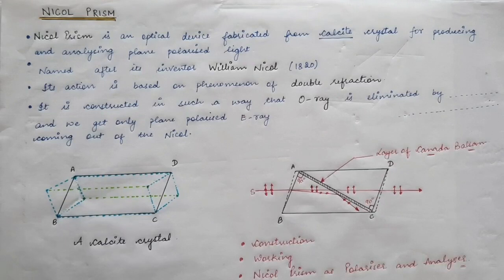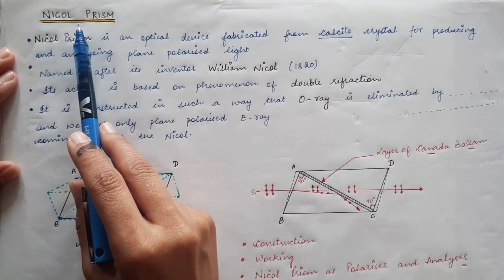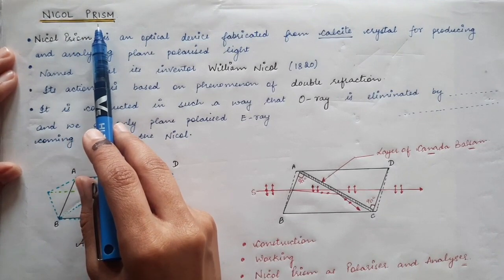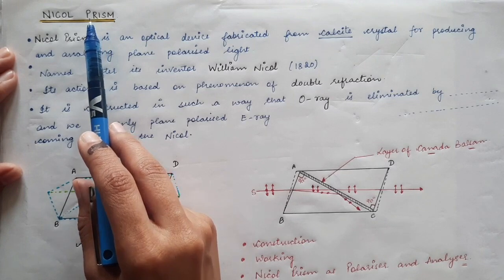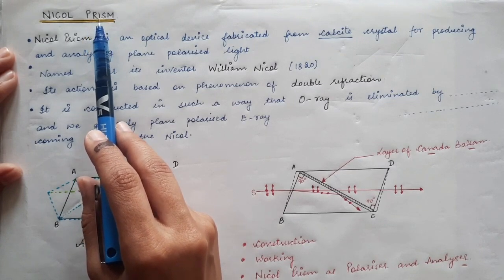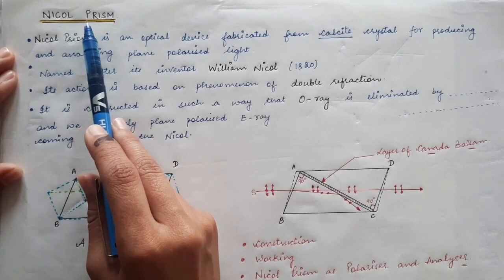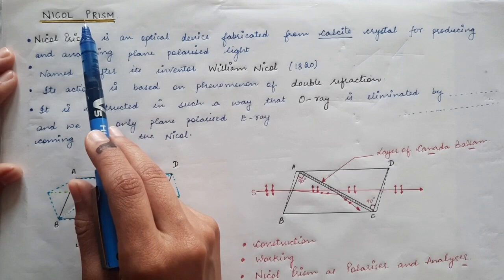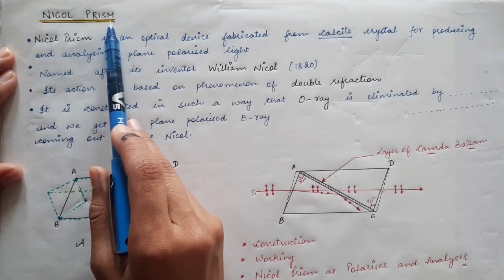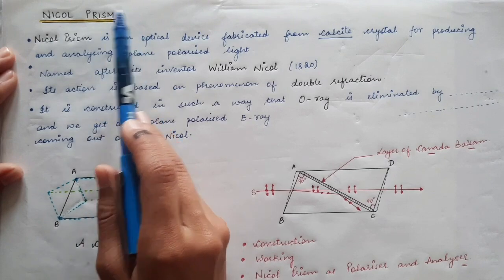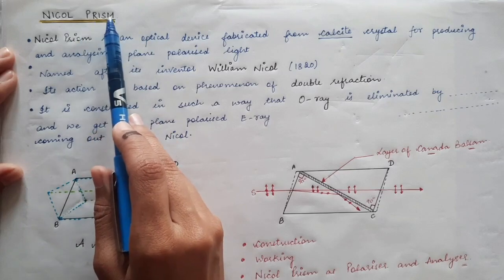As we have said, the Nicol prism is made up from the calcite crystal, and calcite is a birefringent material. So whenever any unpolarized light falls on the calcite crystal, it gets split into two refracted rays. A similar thing will also happen in the Nicol prism, because it is also made up from the calcite crystal. Now, the Nicol prism is used to polarize the light. How will the Nicol prism polarize the light?